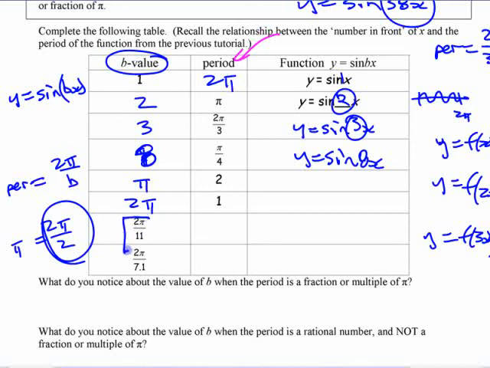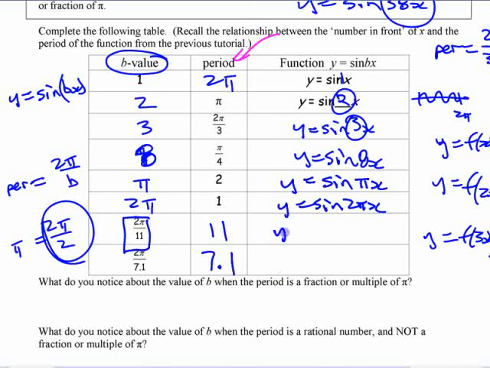If the period is now changed to, if the b value is 2 pi over 11, this is 11. If this is 2 pi over 7.1, that's 7.1. The function, people have trouble because they're not used to writing a pi in the equation. This is sine of pi x. This is sine of 2 pi x, and so on here. This is sine of 2 pi over 11 x. This b value goes in there.